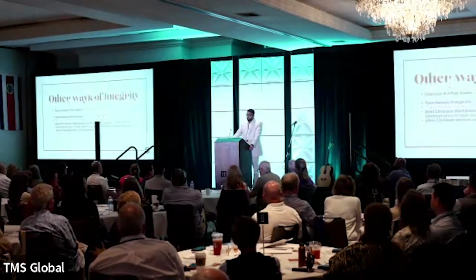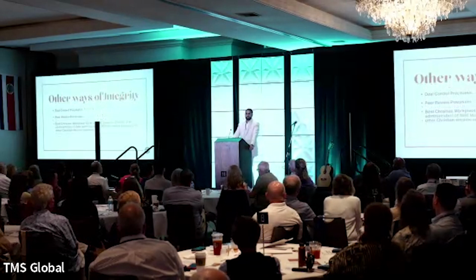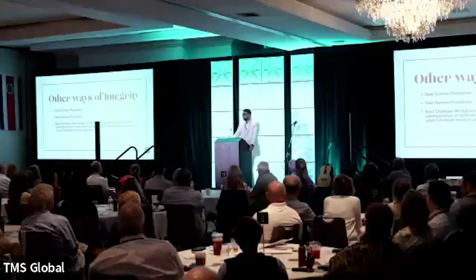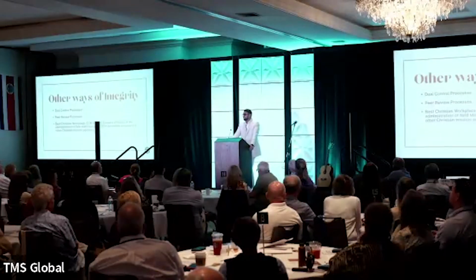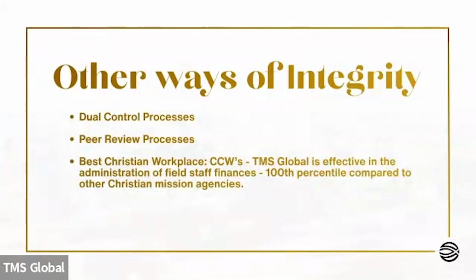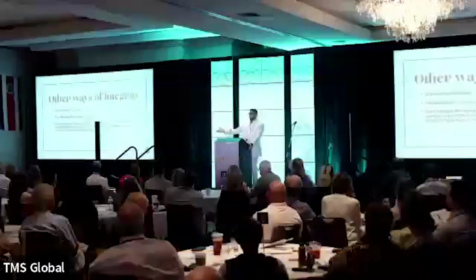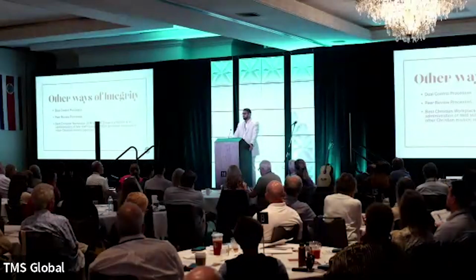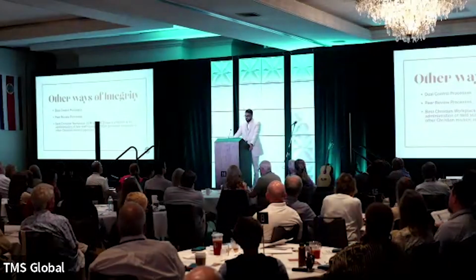Some of the other ways in terms of integrity, we have dual control processes. What that means is the person who initiates something is not the one that approves it. Whether it's within our books or any of our reimbursements, it always goes through a dual control process, so the person who initiates it is not the same person who approves it. We also have peer review processes with regards to CCWs on the field, so that when a CCW submits a reimbursement, it goes through a person who understands the numbers, a peer, who reviews it to make sure that it is accurate before it's sent to us.